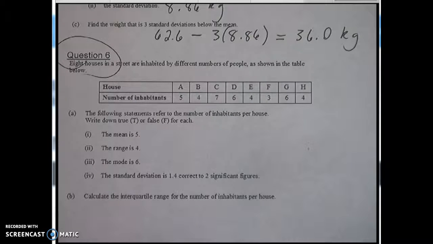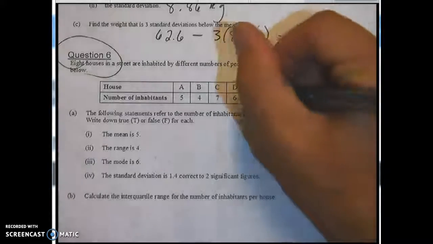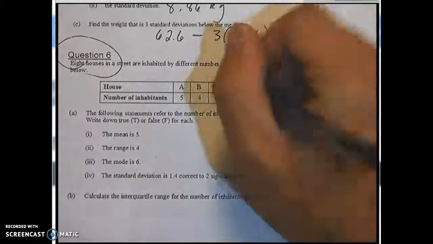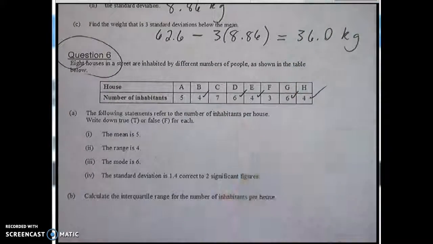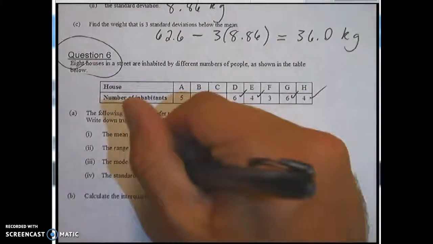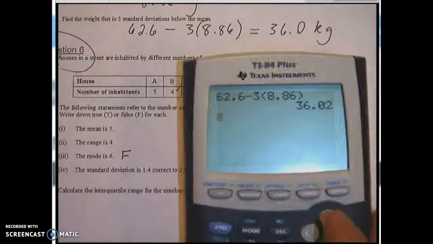We can do one of these 4 without the calculator. We can figure out what the mode is. The mode is the one that occurs most frequently. I see 2 6s and 1, 2, 3, 4. So the mode isn't 6, the mode is 4. So that's a false. So let's do the rest here.